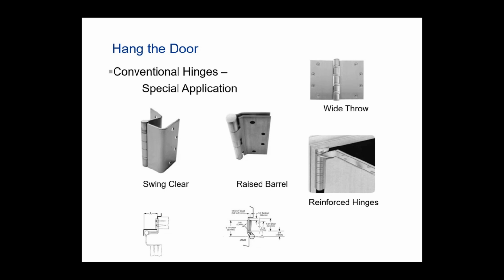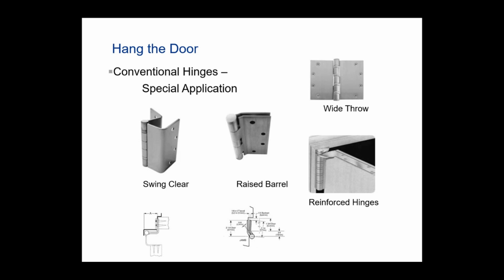You'll also see wide throw hinges, and what that does is just like the name suggests, it throws the door wider to allow it to clear the same thing, casing. If you have something on the door that would prevent it from being able to open at the jamb more than 90 degrees.